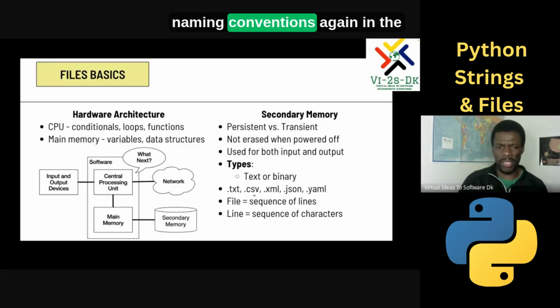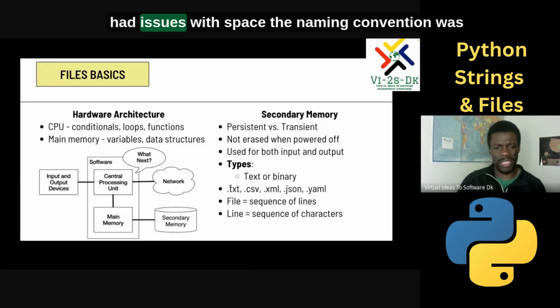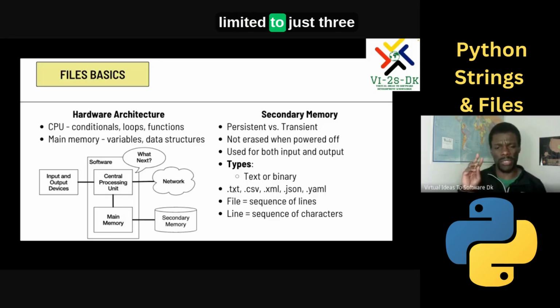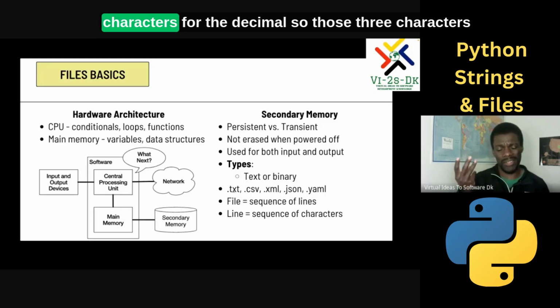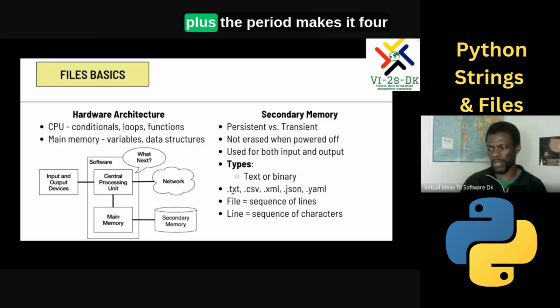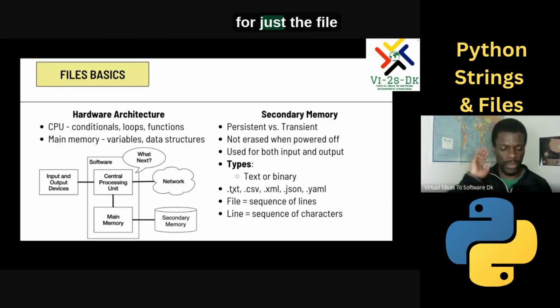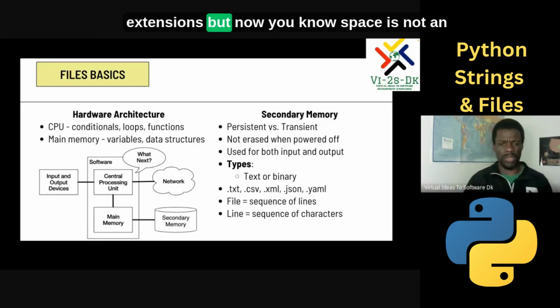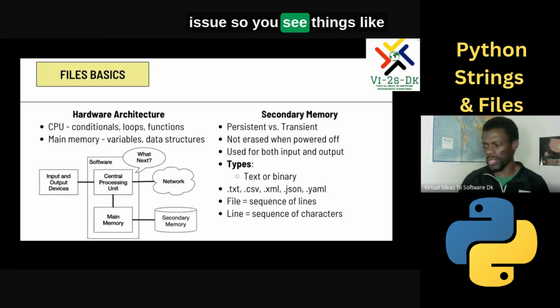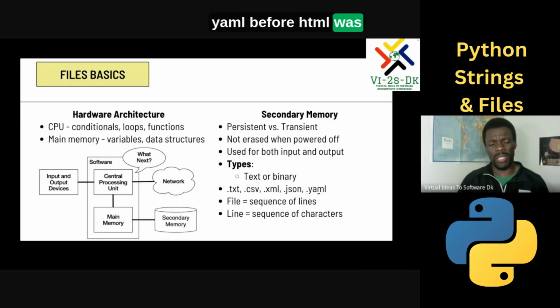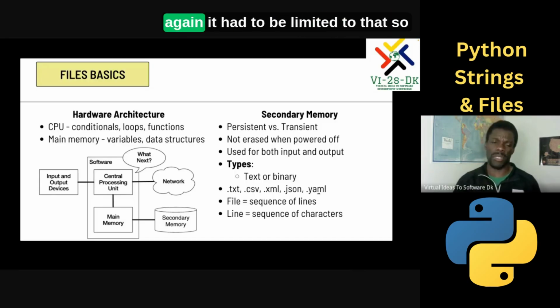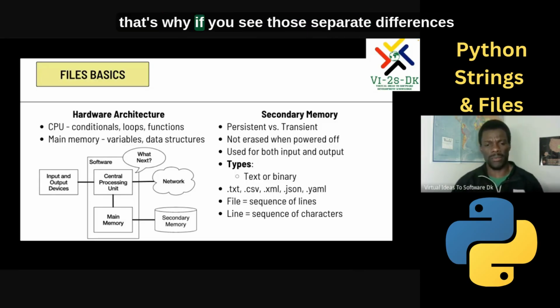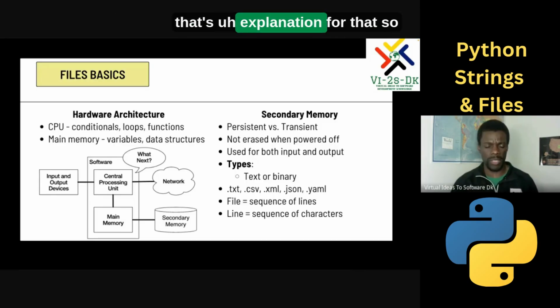Now for naming conventions. In the past, when we had issues with space, the naming convention was limited to just 3 characters after the period. So those 3 characters plus the period make it 4 characters that we're able to save for just the file extensions. But now, space is not an issue. So you see things like YAML. Before, HTML was always saved as HTM because it had to be limited to that. So if you see those differences, that's the explanation for that.